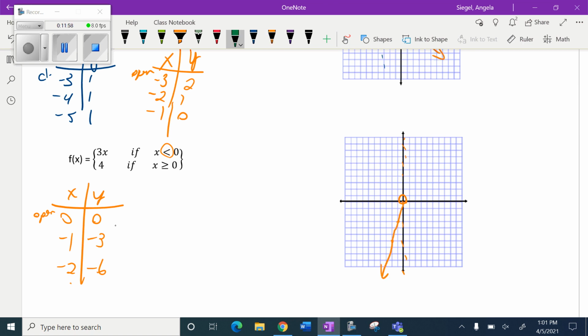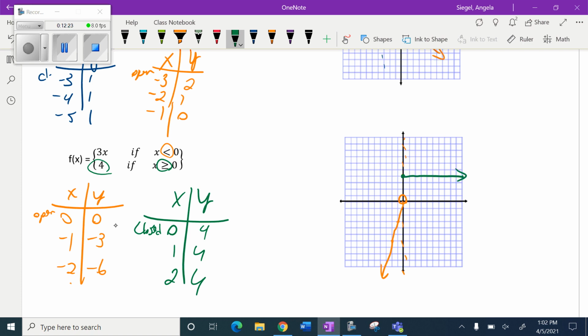Okay, let's do it in green. We're going to start at 0, and this is going to be closed because it's got the greater than or equal to. So now it's greater than, so I'm going to do 0, 1, 2. Notice that all of these are just going to be 4. So it's going to give us a straight line. 1, 2, 3, 4. And all of these are 4. So it looks like that. And that is it.